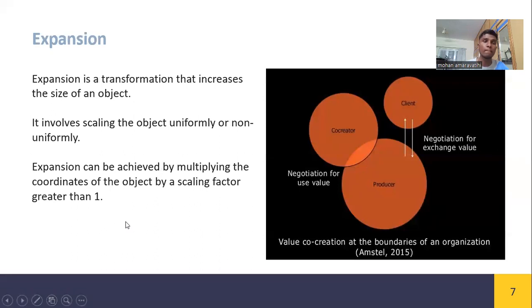Next one, expansion. Expansion is a transformation that increases the size of an object. It involves scaling an object uniformly or non-uniformly. Expansion can be achieved by multiplying the coordinates of the object by a scaling factor greater than 1.